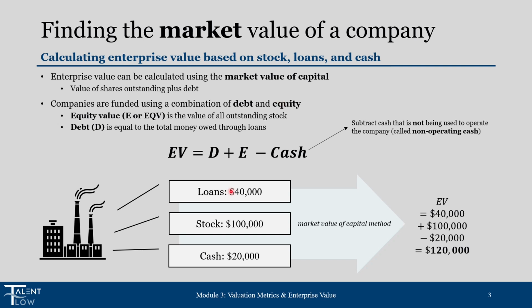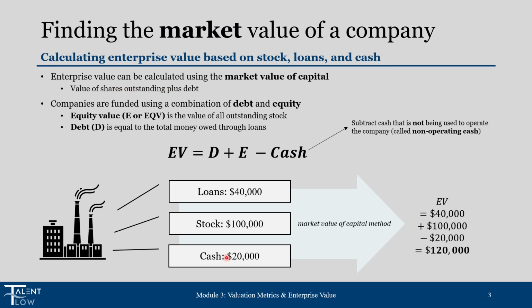Let's assume our factory has $40,000 in loans. This means that a bank has loaned us $40,000 and we agree to pay that amount back at some point in the future. Our factory also has $100,000 in stock or equity. This is how much we as shareholders or owners have put into the company. We add these two values together to get the market value of capital.